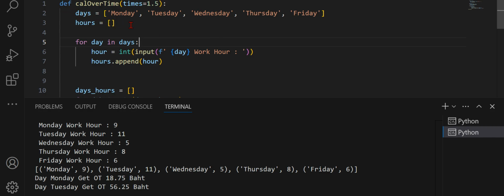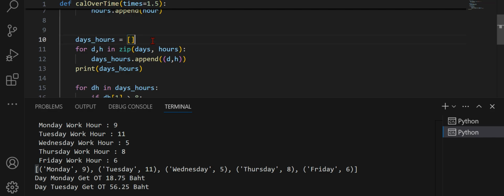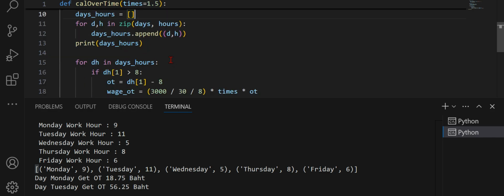Okay. Def calc overtime. Times equals 1.5, with a colon. Days equals Monday, Tuesday, Wednesday, Thursday, Friday. Hours equals square brackets. Then for day in days, hour equals int input day. It could be Monday, Tuesday, Wednesday, Thursday or Friday. Then the work hour, you just put 9 or 8, not back here in the terminal. Days underscore hours equals square brackets, for d and h in zip days and hours, append d and h. Print days, hours, the summary.